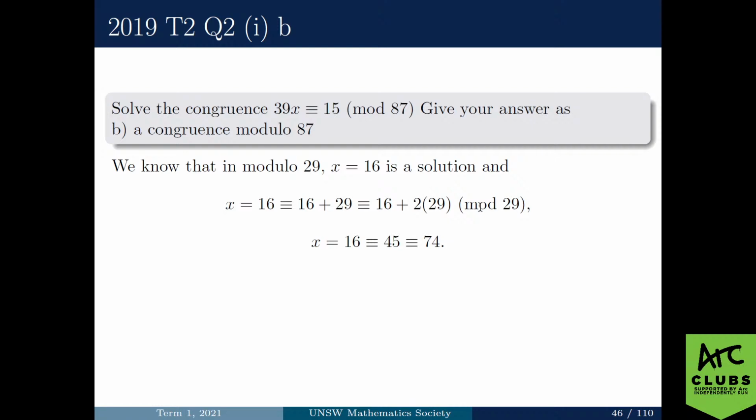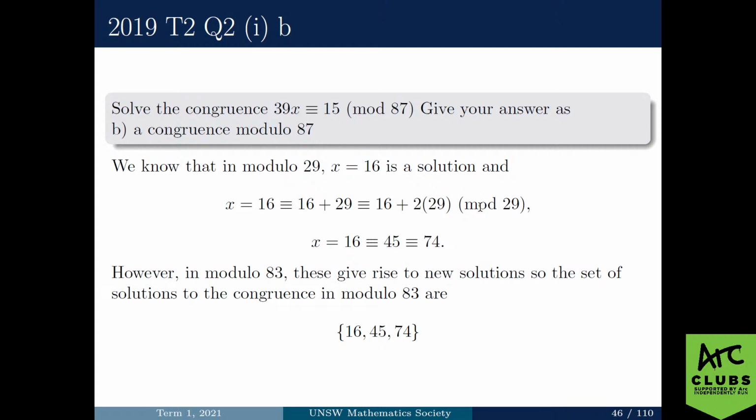But this is all in modulo 29. So as long as x, in this case 16, 45, and 74, satisfies the congruence 13x is equivalent to 15 in modulo 87, which we basically solved in the previous question, then it will also satisfy the answer in modulo 87. So we can see that our set of solutions in modulo 87 are going to be 16, 45, and 74. Are there any questions on that? No? Okay. Is that meant to say modulo 83 or 87? That's a good question because that's supposed to be 87, sorry.